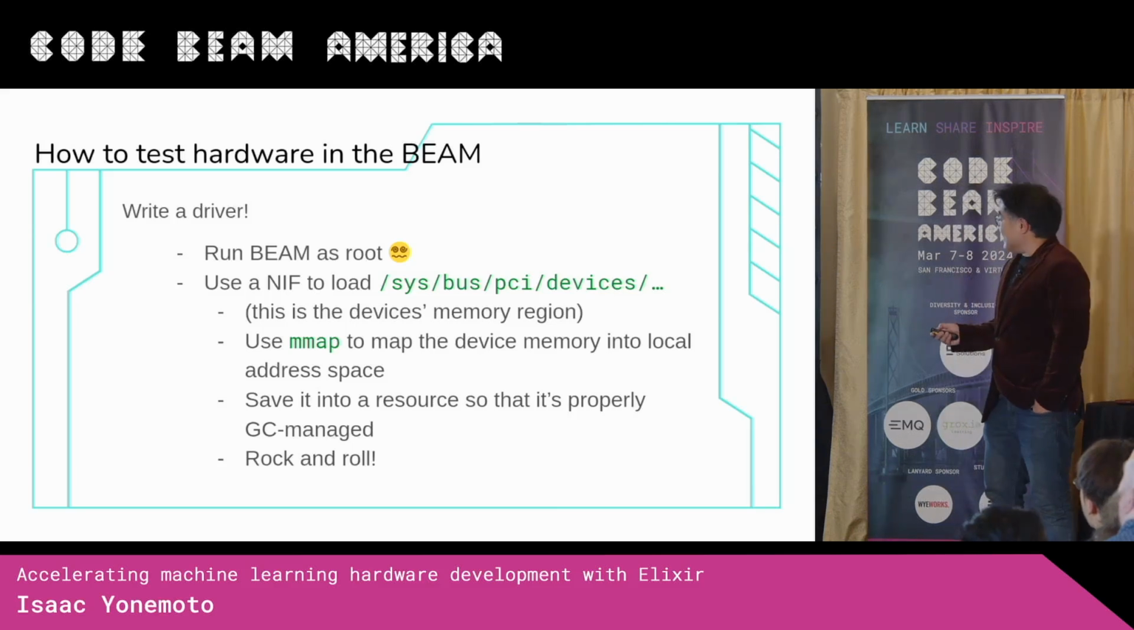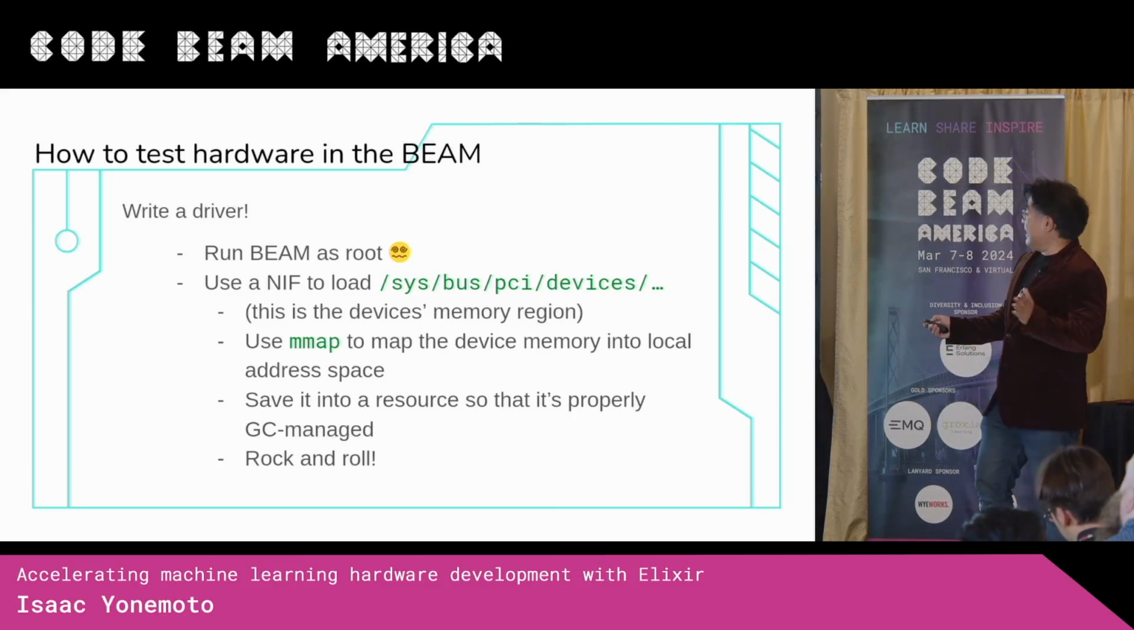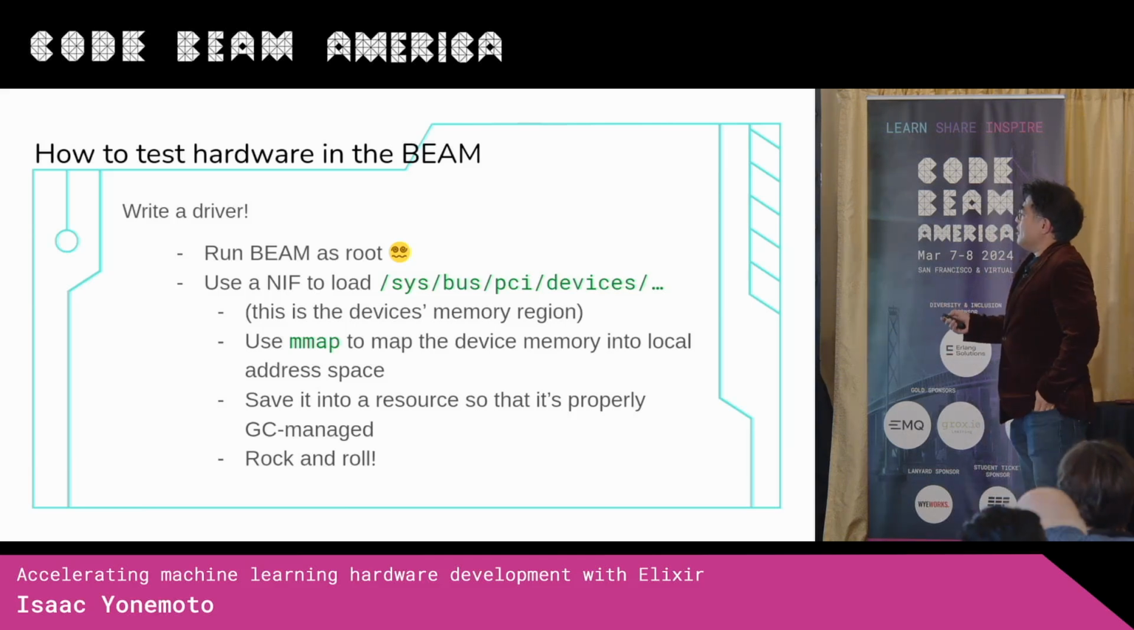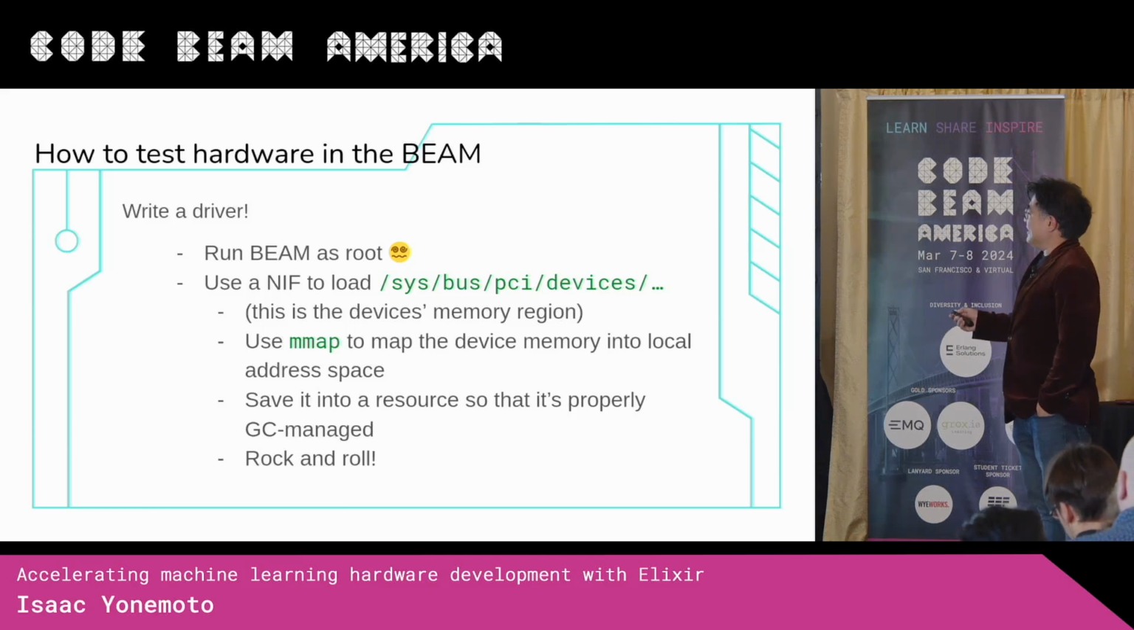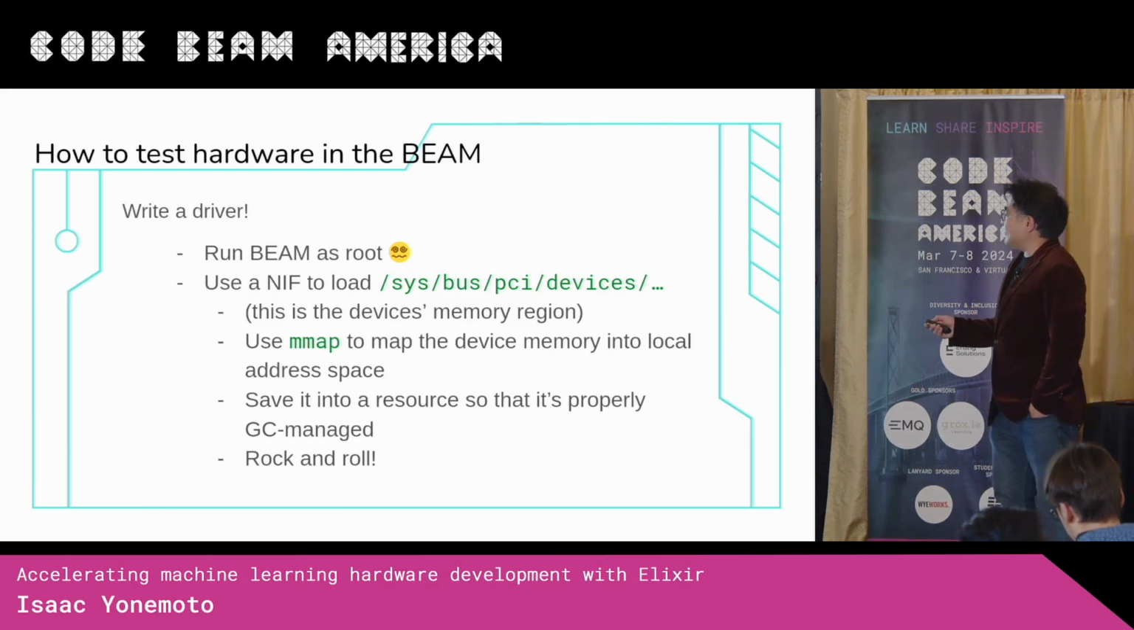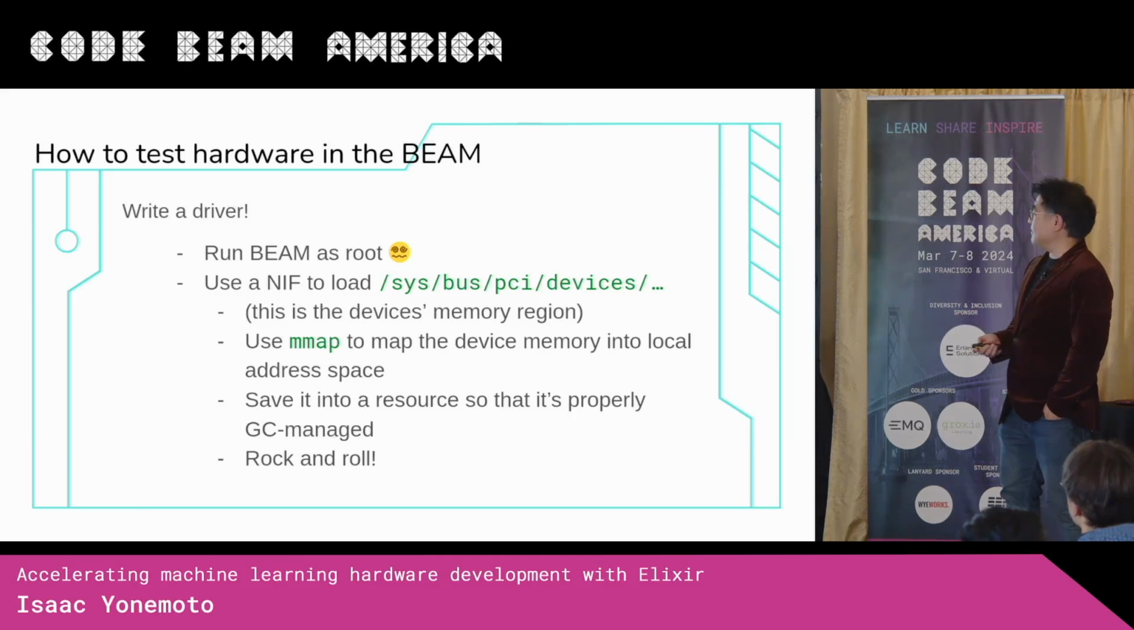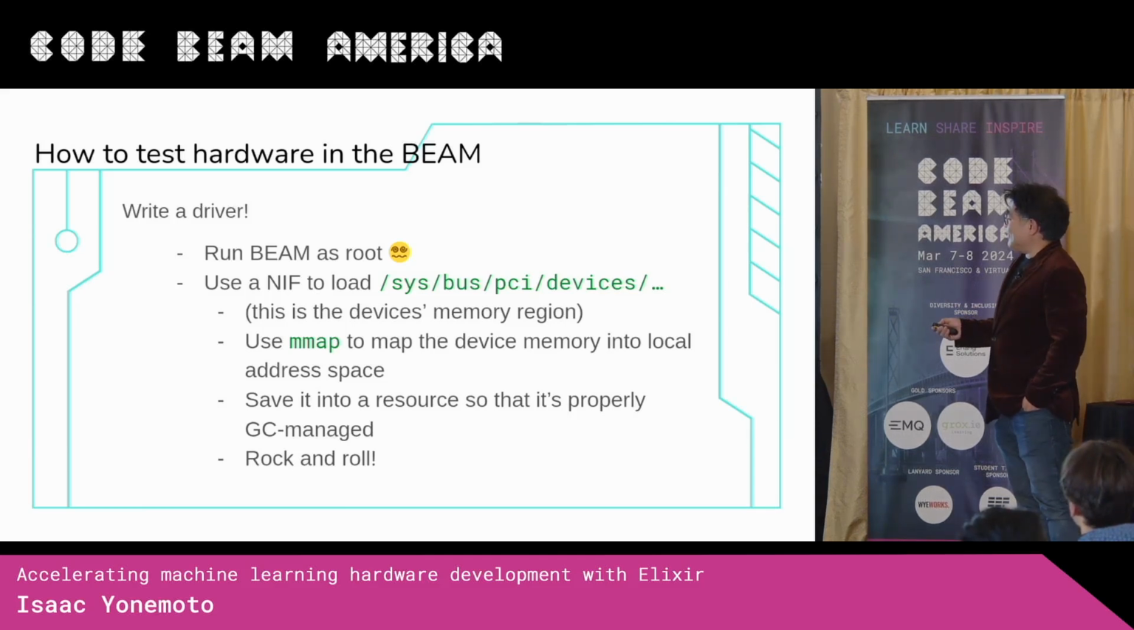So basically, the story is that you just load. Everything we're doing is in Linux, which makes things easier. We don't have to worry too much about handling weird side cases. But we use a NIF to load basically something in the sys directory. This is the device's memory region. Actually, Linux makes this surprisingly easy. Then you use mmap to map the device memory into local address space, save it into a resource so that it's properly GC managed, and then that's all you've got to do.